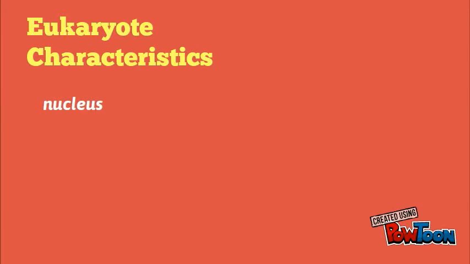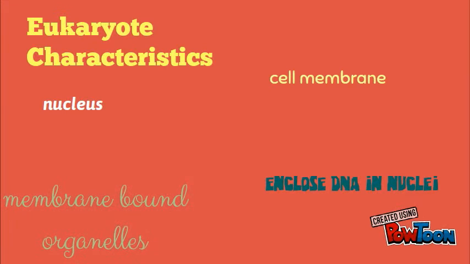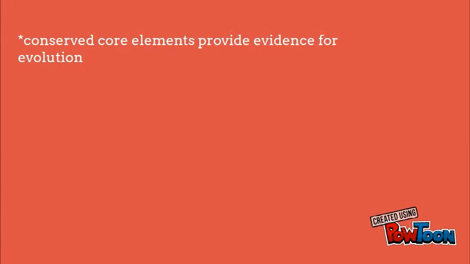Eukaryote characteristics. They contain a nucleus and a cell membrane, enclose DNA in a nucleus, and have membrane-bound organelles. Examples of eukaryotes would be plants and animals. Conserved core elements in a eukaryote provide evidence for evolution.